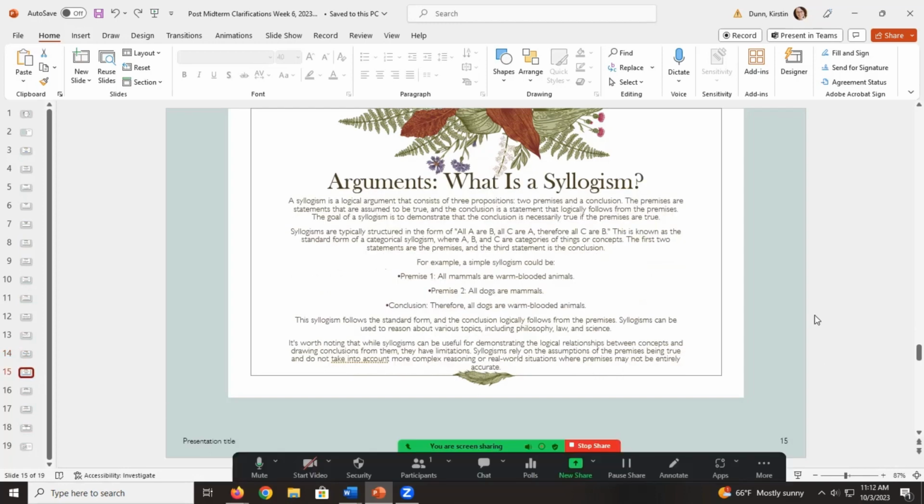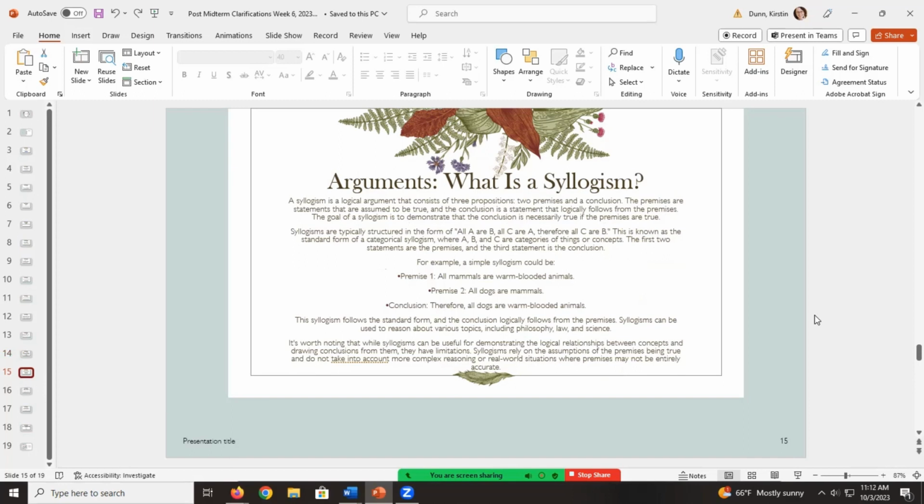Arguments. What is a syllogism? Let's go further into understanding what a syllogism is. A syllogism is a logical argument that consists of three propositions, two premises and a conclusion. The premises are statements that are assumed to be true, and the conclusion is a statement that logically follows from the premises. The goal of a syllogism is to demonstrate that the conclusion is necessarily true if the premises are true. Syllogisms are typically structured in the form all A are B, all C are A, therefore all C are B. This is known as the standard form of categorical syllogism, where A, B, and C are categories of things or concepts. The first two statements are the premises, and the third statement is the conclusion.